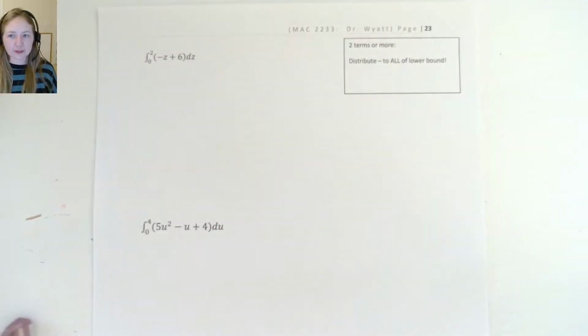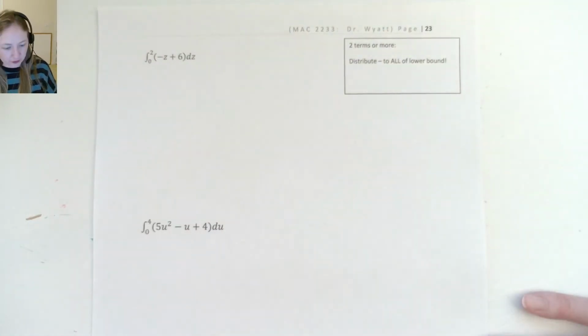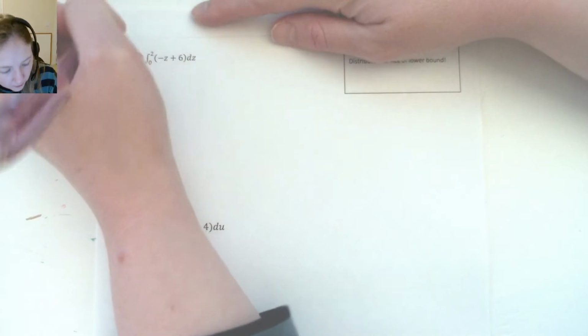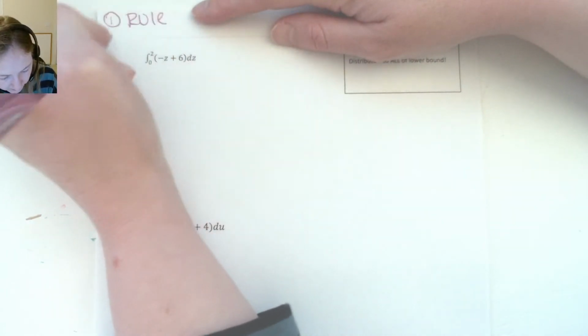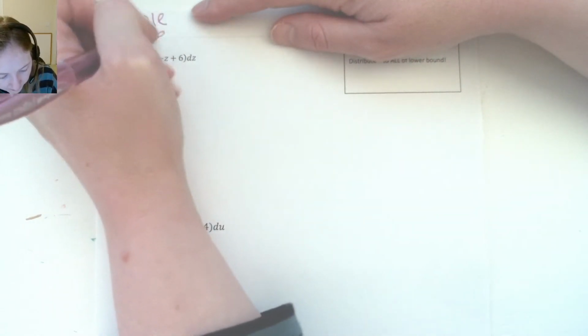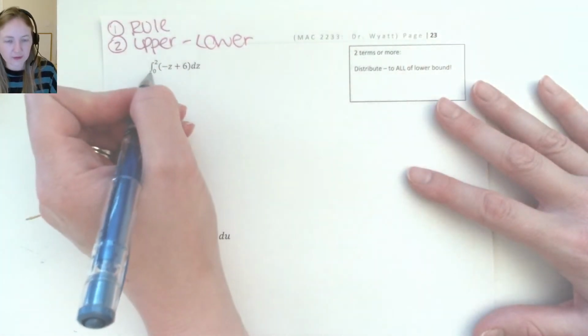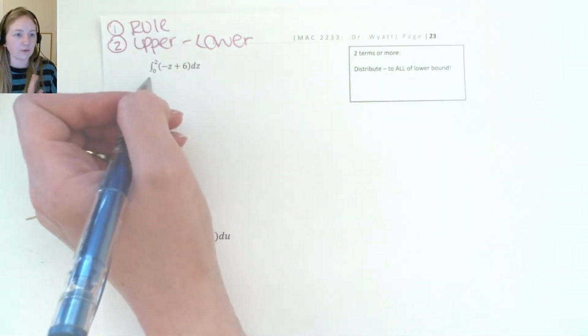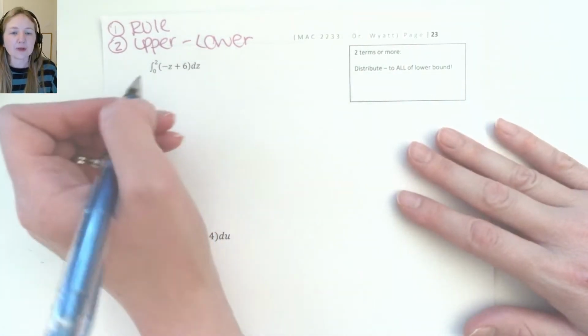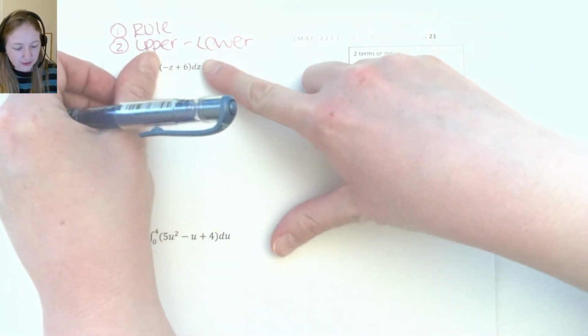All right, so here what we're going to do is first, for these definite integrals, we are going to use our integral rules, and then we're going to plug in our upper bound minus our lower bound. So my upper bound here is the 2, and then the lower bound is 0. But before I even worry about that, I'm going to think about how do I just integrate negative z and the plus 6.